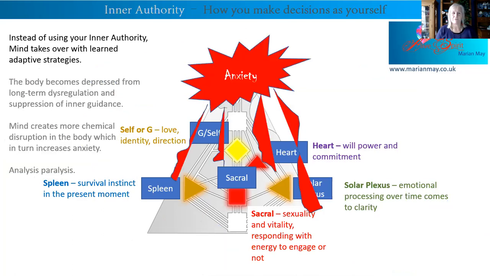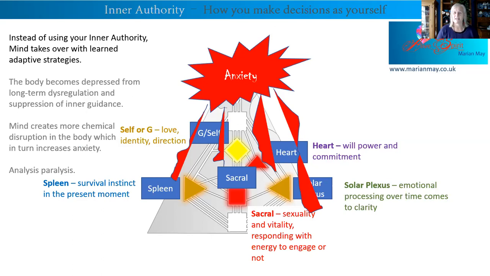So instead of using your own inner authority, what happens is you go into the mind, and the mind takes over with learned adaptive strategies. This is part of our neuroplasticity that is great, but it's also our greatest strength and our greatest weakness, because we adapt to our environment. When we're brought up in a family that doesn't recognize our ability to process emotionally, we're told to hurry up, don't take so much time, we adapt.